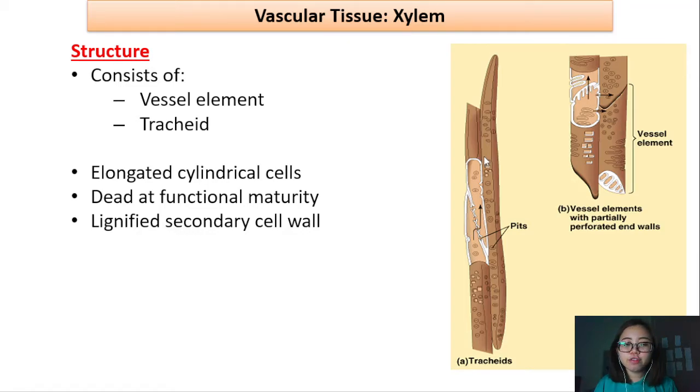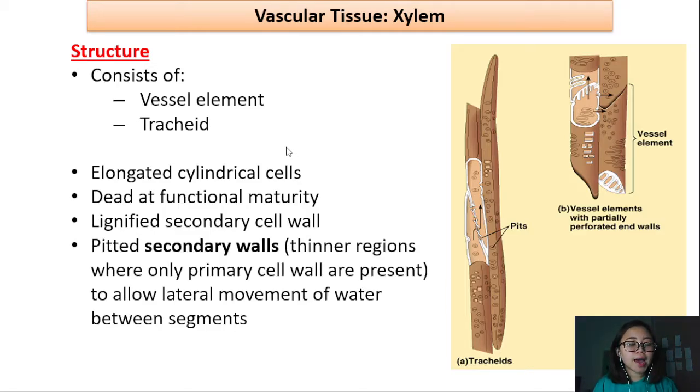They have lignified secondary cell wall. So, ini ada dua lapisan cell wall juga. Dan lapisan kedua ada mengandungi lignin. And the secondary cell walls will be pitted. Ataupun lapisan kedua cell wall itu ada lubang.